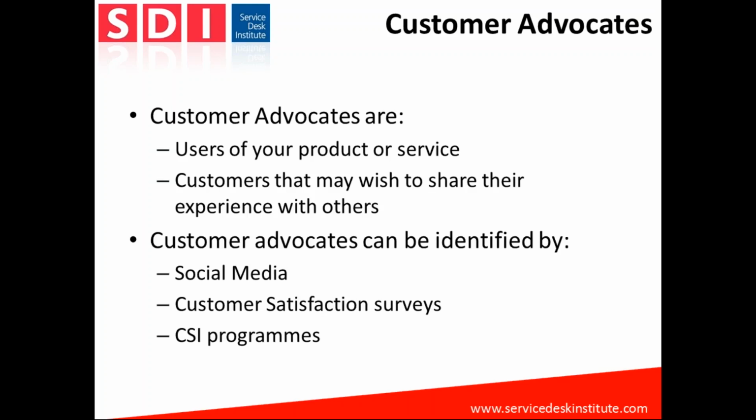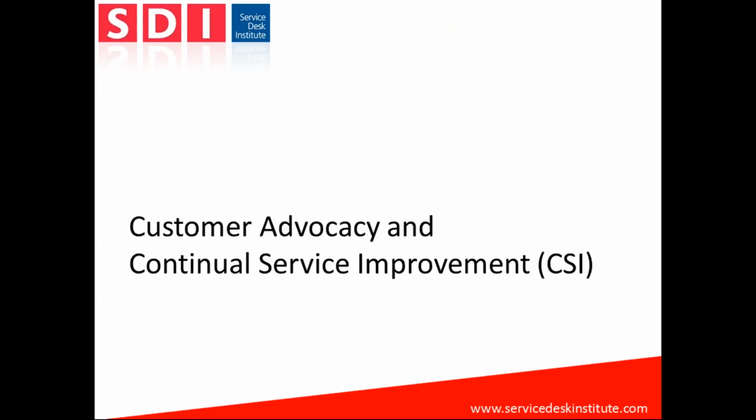There are a few ways to identify your customer advocates. Nowadays, advocates can often be found via social media channels, such as Twitter or LinkedIn. So a simple tweet or post from a customer commending an organisation for a product or service could potentially generate new business. They can also be identified through customer satisfaction surveys. For example, if one customer is particularly praising of your service, then they could be a potential customer advocate. And as we established earlier, a CSI program can also help you identify possible customer advocates as well.